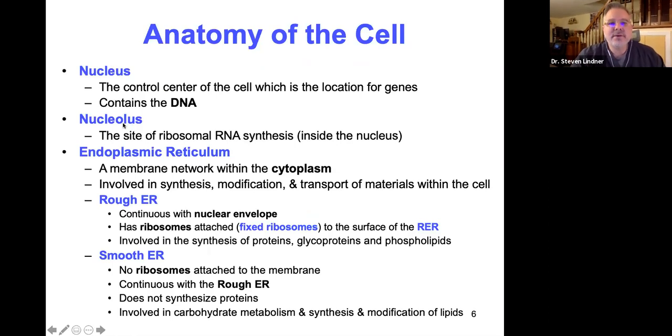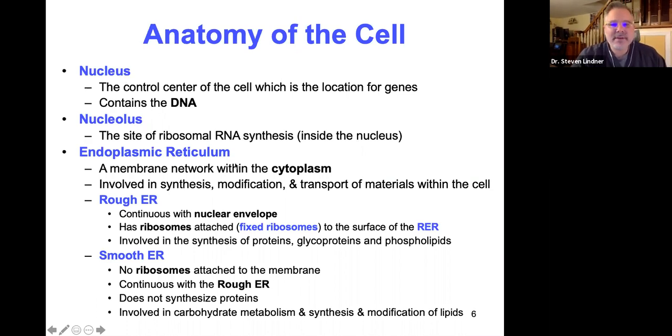Nucleus, do not confuse nucleus with nucleolus. The nucleus is the control center, and it is where the genes are located, and those are called DNA. Deoxyribose nucleic acid, DNA. Ribose nucleic acid is RNA. The nucleolus is where the ribosomal RNA synthesis takes place, and that nucleolus is deep to the nucleus.